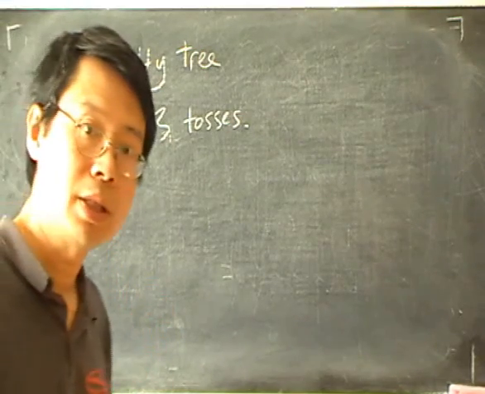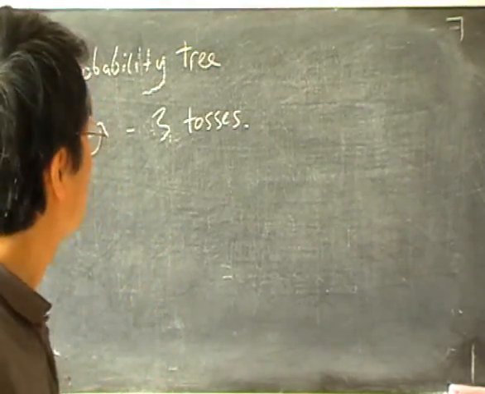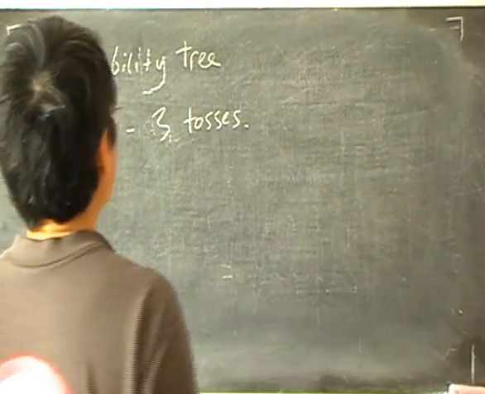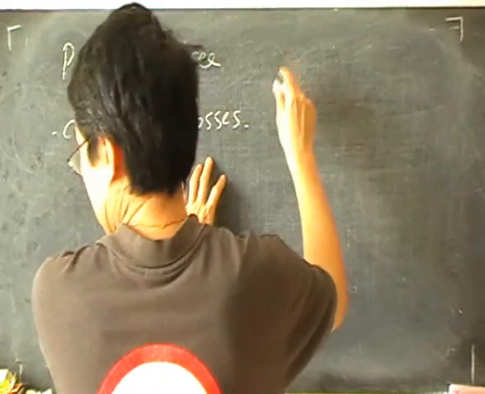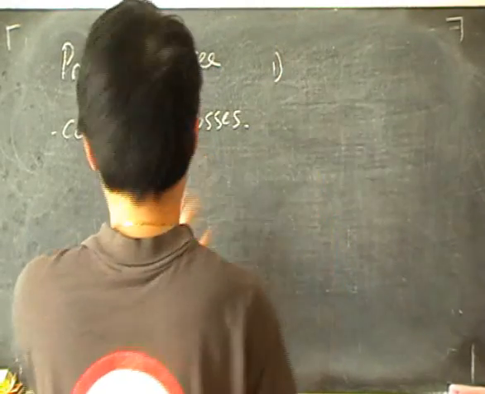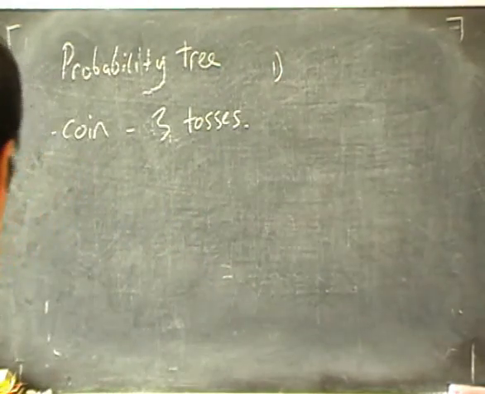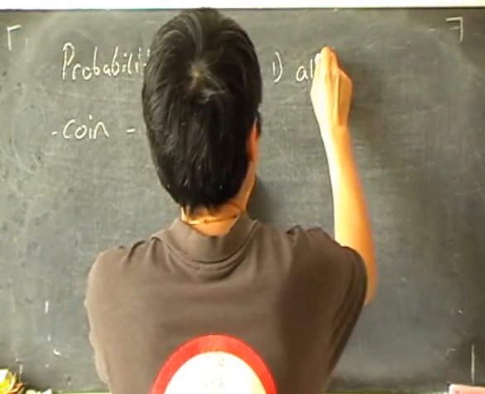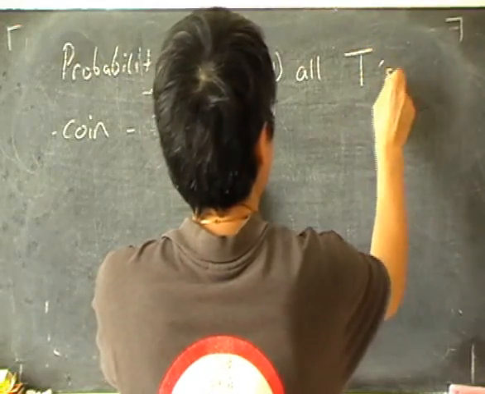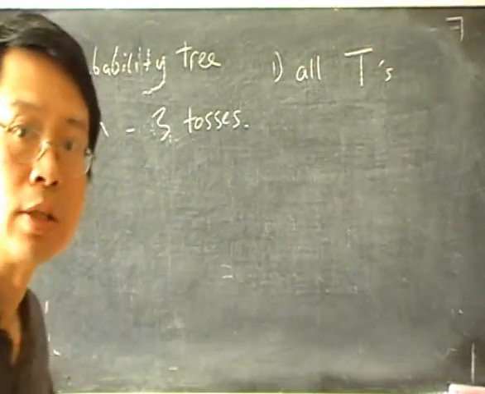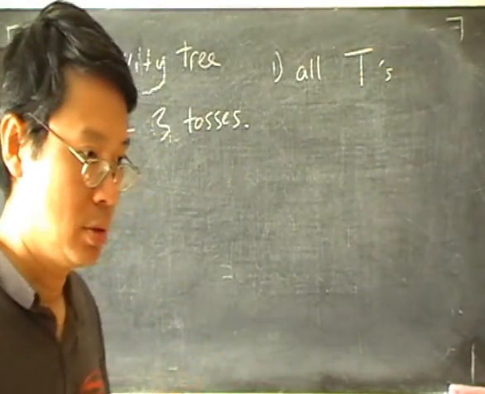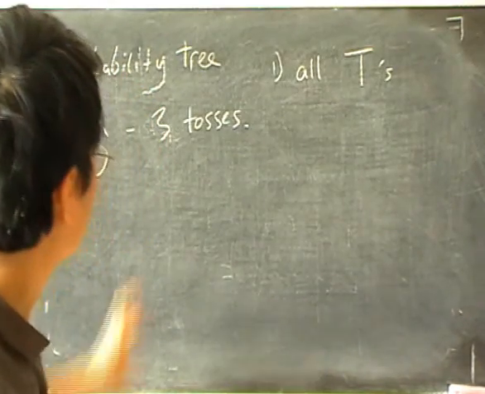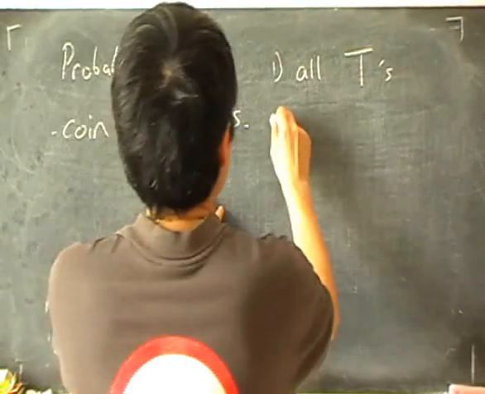I'm interested in 2 cases. One, when I get all tails. So that means that I toss it 3 times and I get 3 tails in the 3 tosses.